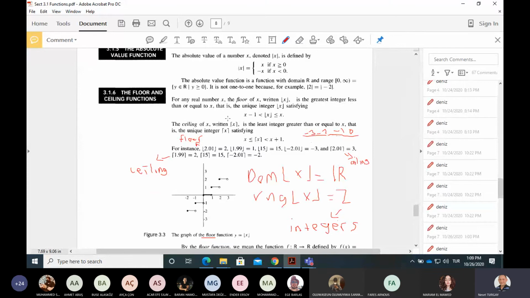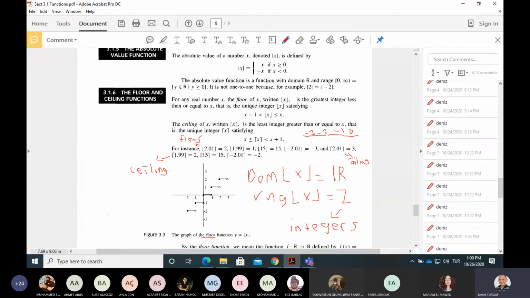Ceiling of x is written this time upside down, can you see, looking at each other. It is the least integer greater than or equal to x. That is the unique integer satisfying, this time, x is smaller than or equal to the ceiling of x, and this is smaller than x plus 1. So for example, we said floor, right?